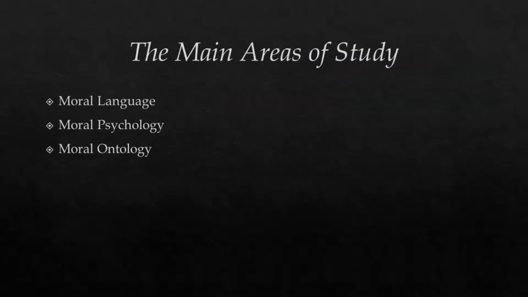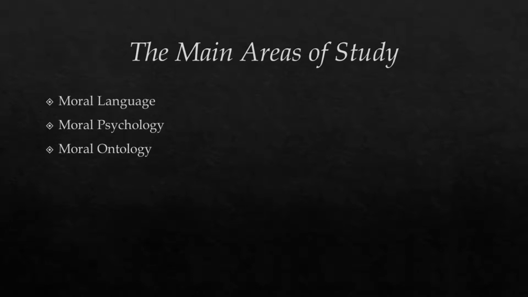In the area of metaethics, philosophers are concerned with three issues. One is, first, the issue of moral language. For instance, if I claim that eating meat is wrong, what am I doing when I make this moral judgment? Am I merely expressing my emotions, or am I saying something that could be true or false?